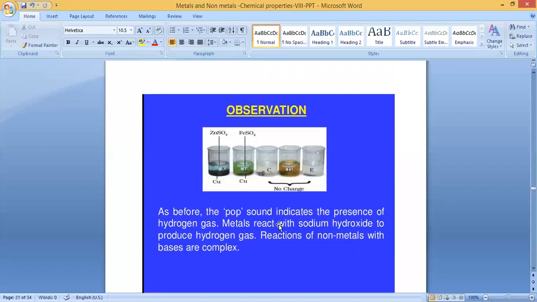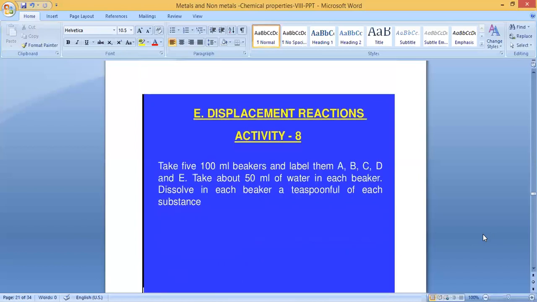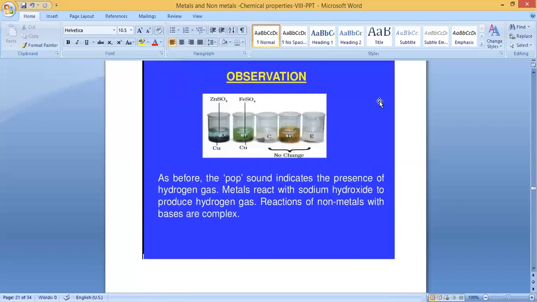As before, the pop sound indicates the presence of hydrogen gas. Metals react with sodium hydroxide to produce hydrogen gas. I already told you, metals react with sodium hydroxide to produce what? Hydrogen gas. So when you bring the matchstick, what will we get? We will get a pop sound. Reactions of non-metals with bases are complex. So this is about the metals: metals react with a base, sodium hydroxide is a base, and give out hydrogen gas, and we will get a pop sound. The reactions of non-metals with bases are complex. Thank you, students.